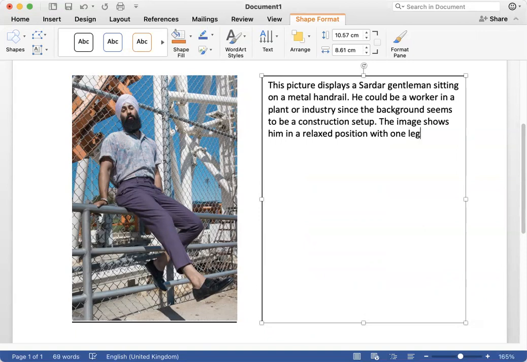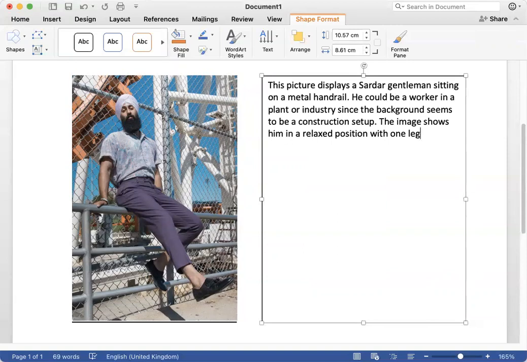Okay, time up. So I wasn't able to complete my last sentence. This picture displays a Sardar gentleman sitting on a metal handrail. He could be a worker in a plant or industry since the background seems to be a construction setup, right?